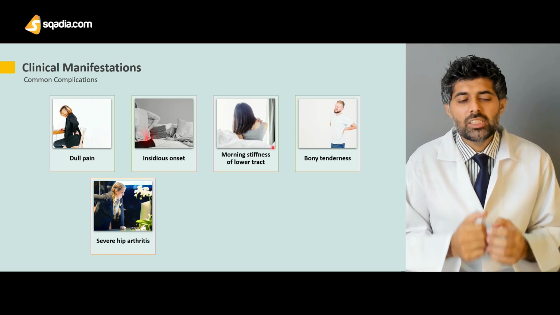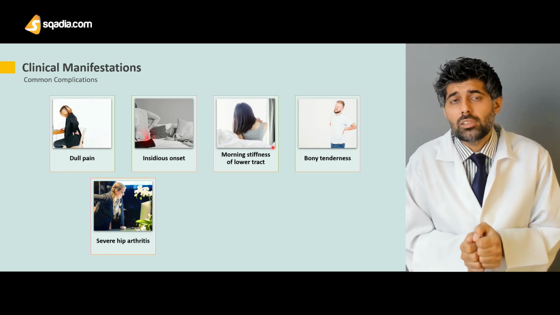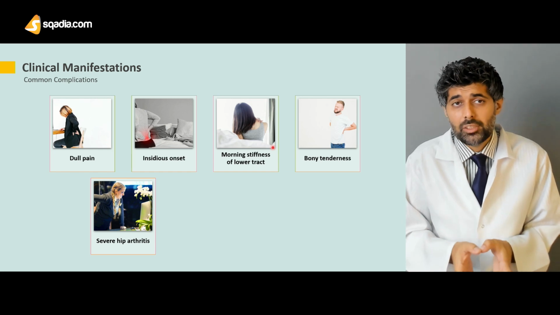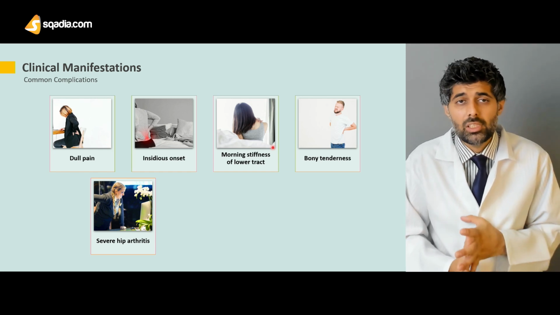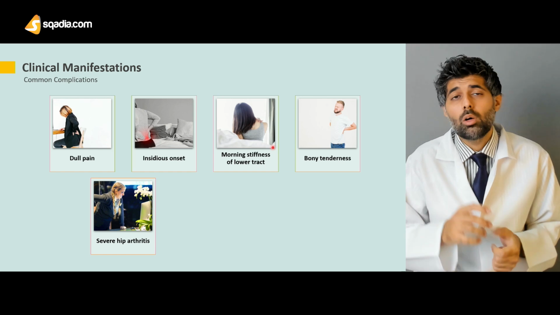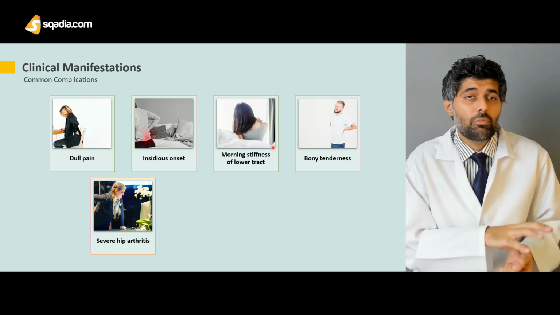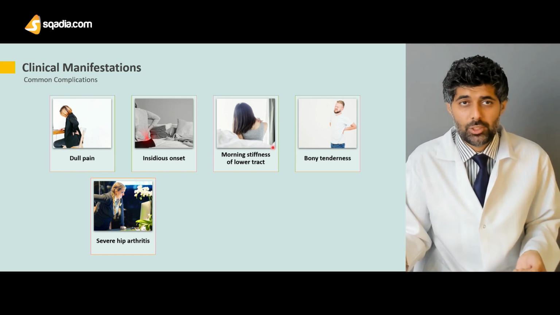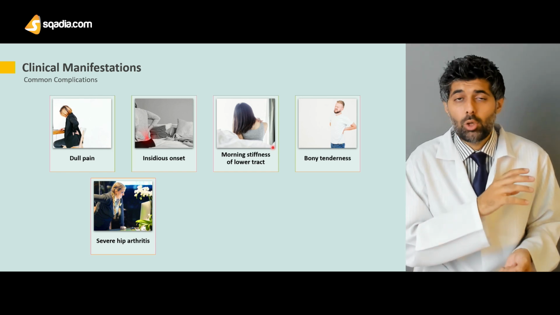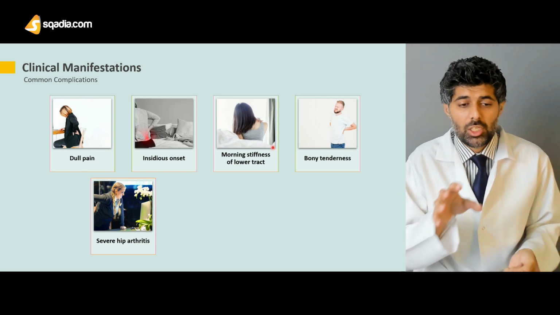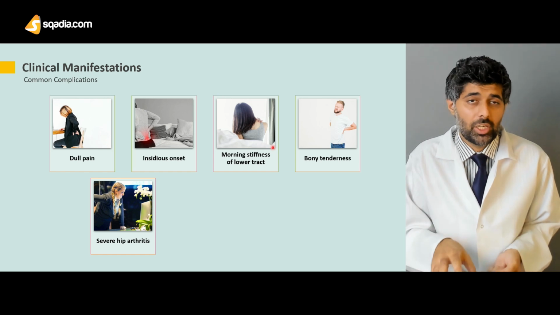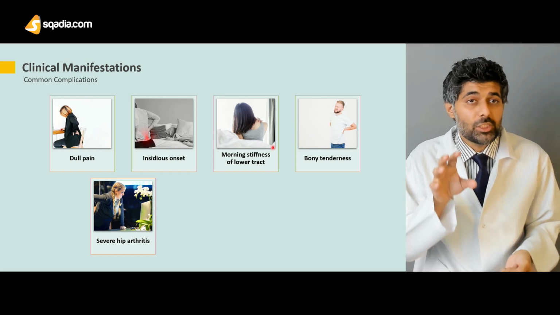Next, we have severe hip arthritis. Hip arthritis or sacroiliitis, like I said, is a hallmark of ankylosing spondylitis, found in almost all of the patients. And when it's found in almost all of the patients, the hip pain or the hip arthritis is usually of the severe kind.